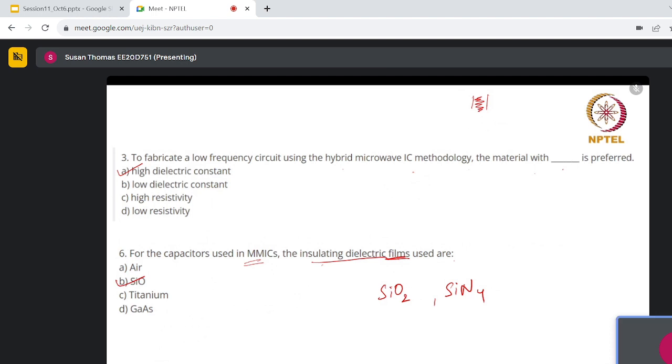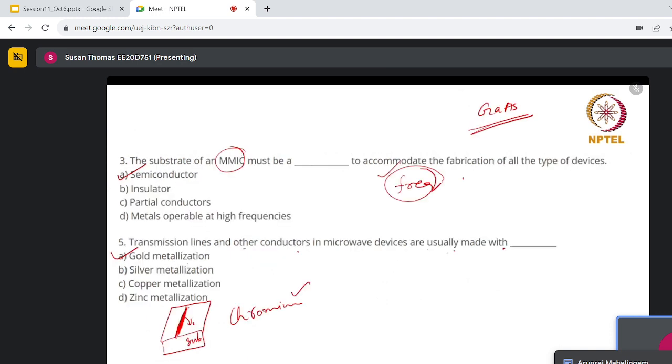Madam, what is the difference between material and compounds, madam? Compounds, did I mention anywhere? What I am trying to say here is, for a monolithic microwave integrated circuit, you need a material. So that would be a semiconductor material, a semiconductor substrate. So compounds, did I mention anywhere? No, madam.